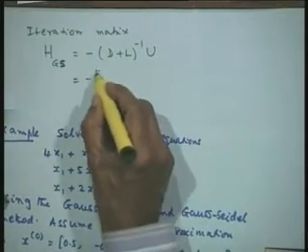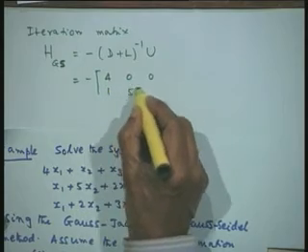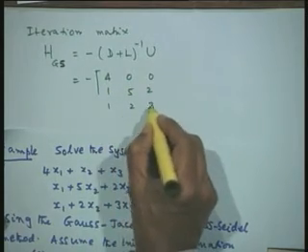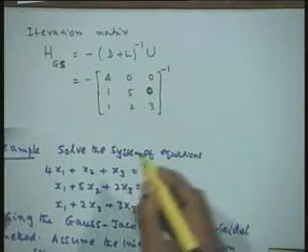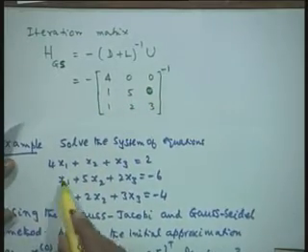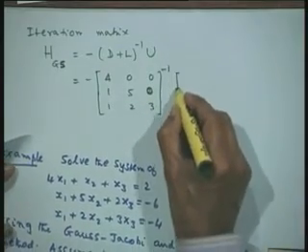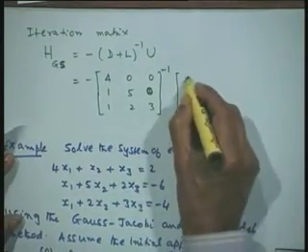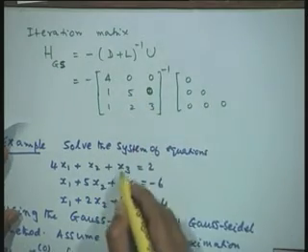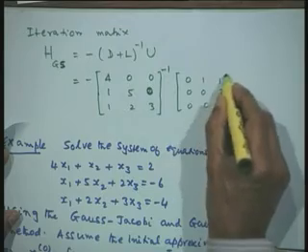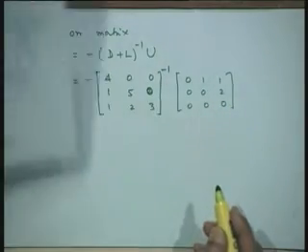That means I have here 4 0 0, 1 5 0, 2 1 2 3, inverse. That is our D plus L, and this is our D plus L inverse, and U is the upper triangular part, strictly upper triangular. So let us put zeros here, and 1 1 and 2. So this is your U part.